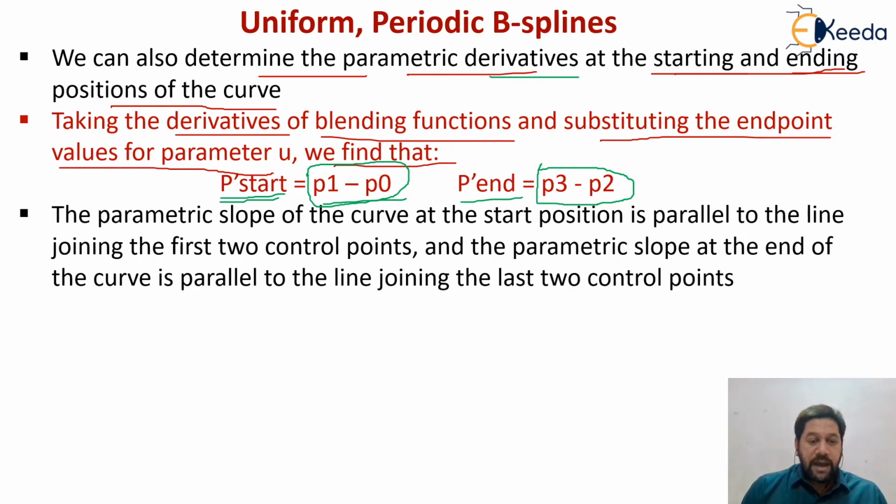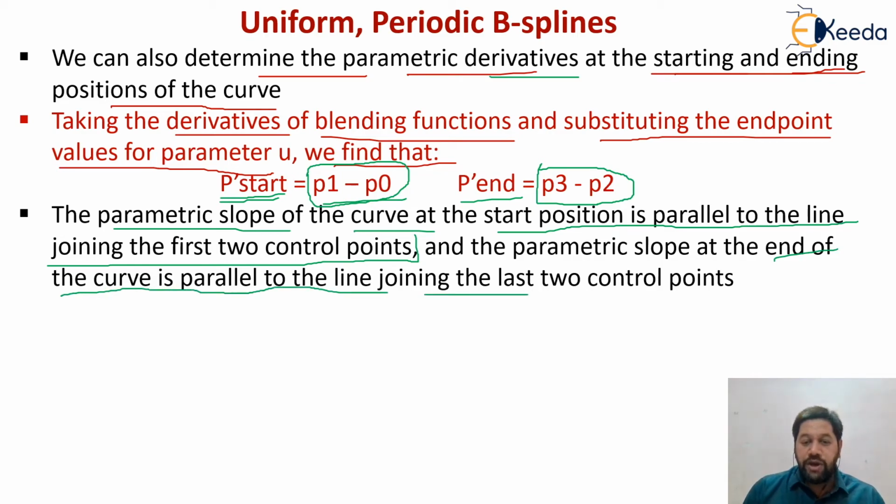Now the parametric slope of the curve, this is very important. The parametric slope of the curve at the start position is parallel to the line joining the first two control points. So I'm not considering my starting point as only p0, but I'm considering p1 minus p0. The parametric slope at the end of the curve is parallel to the line joining the last two control points, because I have changed my function at the starting point and at the ending point of the curve.